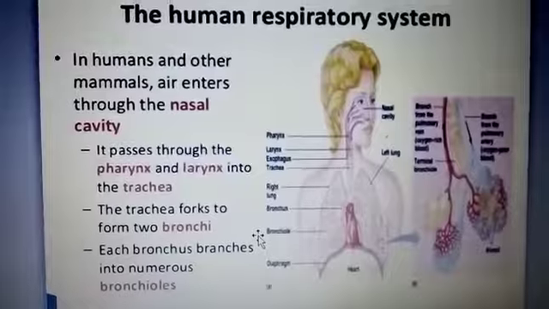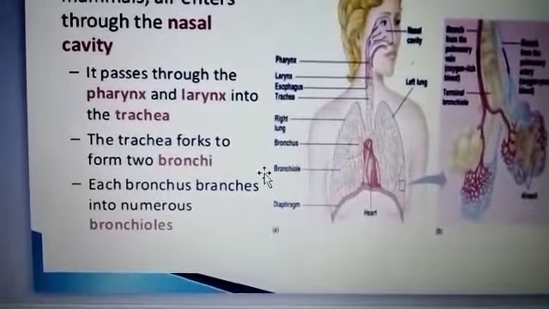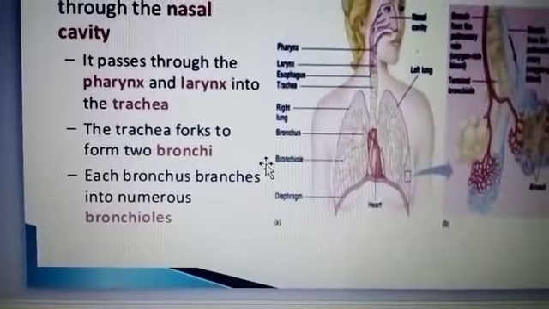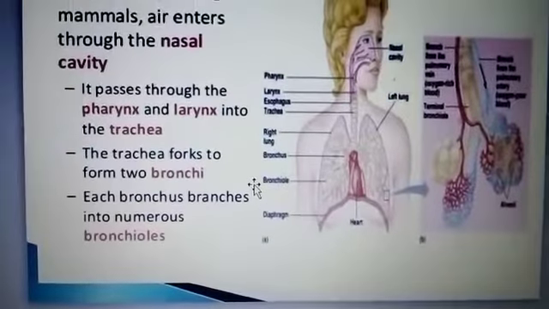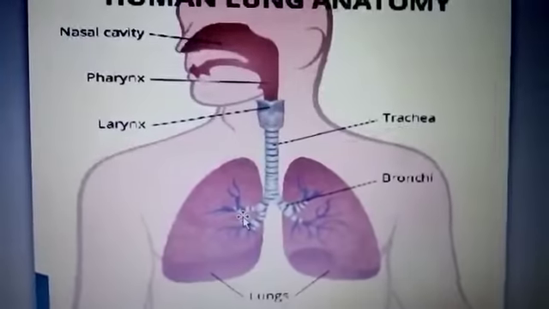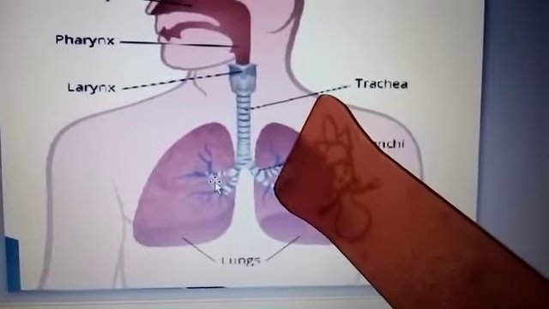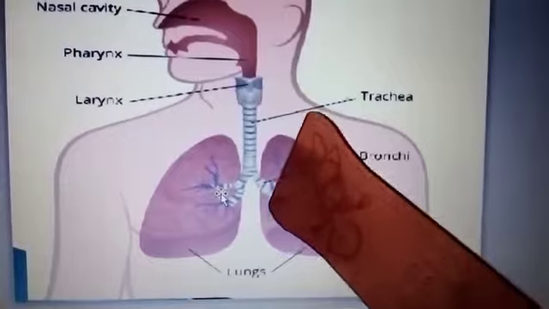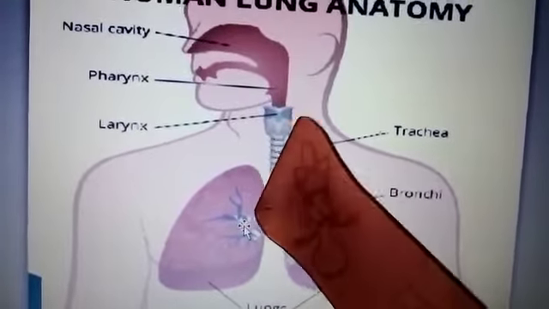So in humans and other mammals, air enters through the nasal cavity. It passes through the pharynx and larynx into the trachea. The trachea branches to form two bronchi. Singular word bronchus. So, this part is trachea, this branch and this branch. These are bronchi. One alone is known as bronchus, and this alone is known as bronchus.